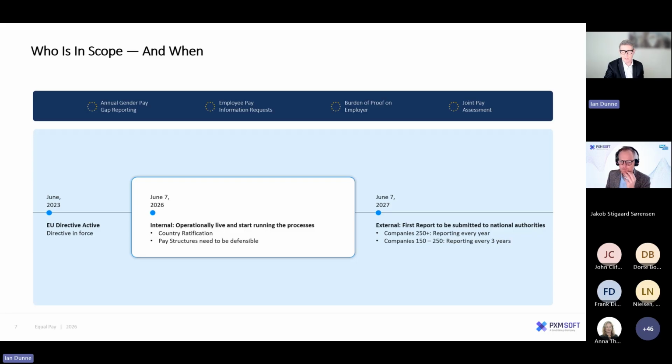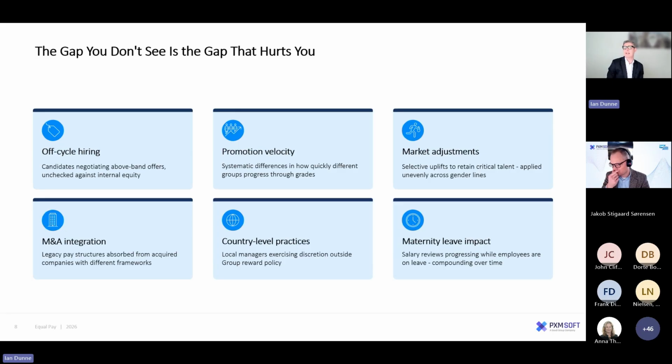Okay. So then I want to look at something we see as important, when organizations in our own research have said that they're actually ready. I really want to challenge that common assumption that pay gaps are obvious, and that you would know if you had one. In our experience working with HR teams across EMEA, the gaps that create the most legal exposure aren't the ones in published salary bands. They're the ones that accumulate quietly, decision by decision, across the actual organization.